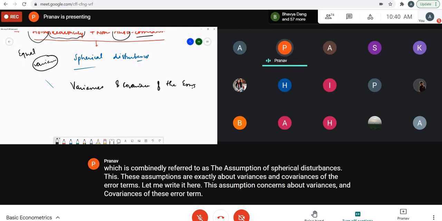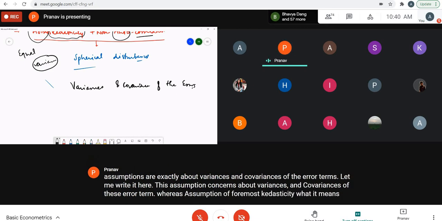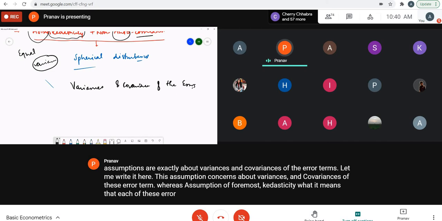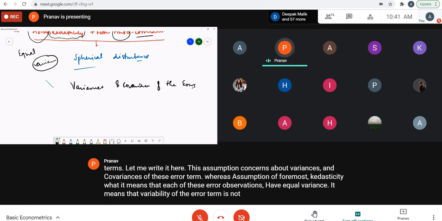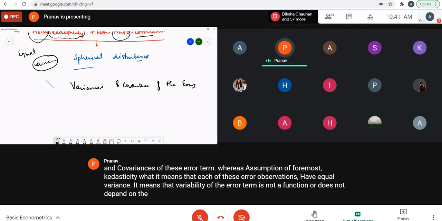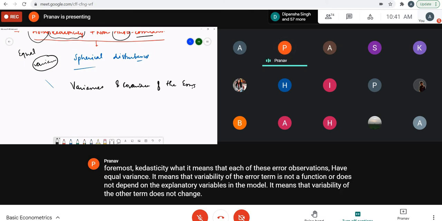The assumption of homoscedasticity means that each of these error observations has equal variance. It means that the variability of the error term is not a function of, and does not depend on, the explanatory variables in the model. It means that the variability of the error term does not change as x changes.